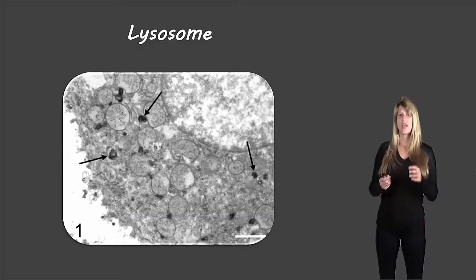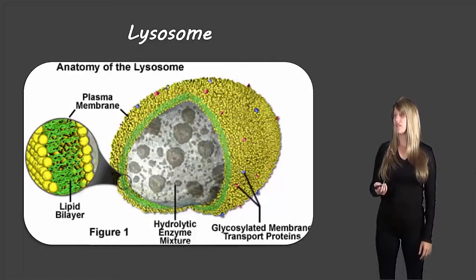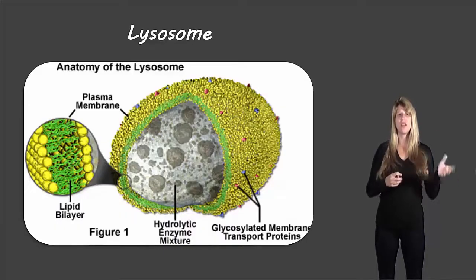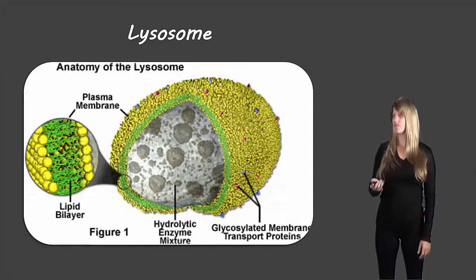So here you can see the lysosomes, these little dots that are inside of the cell. And when we look at a close-up view of a lysosome, you can see that inside it contains a hydrolytic enzyme mixture. So these are enzymes that help break down different cell components or can break down different pieces of viruses or bacteria that the cell has eaten.